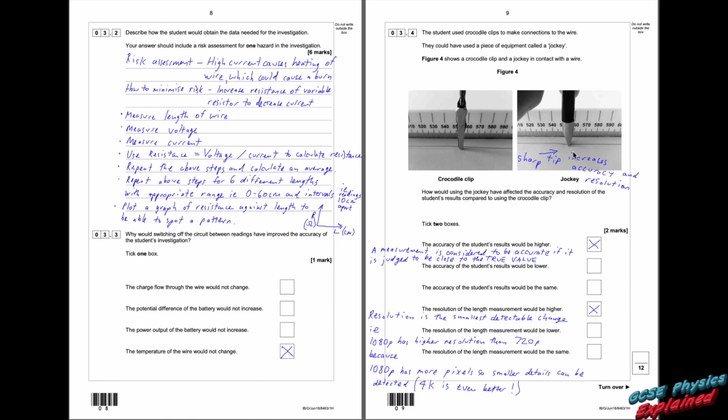What I want to draw your attention to is that this jockey has got a very sharp tip which will increase the accuracy and the resolution. I've explained what that means here. So tick 2 boxes. So the accuracy of the student's results will be higher. Yes. Why? Well, a measurement is considered to be accurate if it is judged to be close to the true value. So with that sharp tip, whatever length this is, that sharp tip is actually going to be very close to what the length is. Okay, so to its true value.